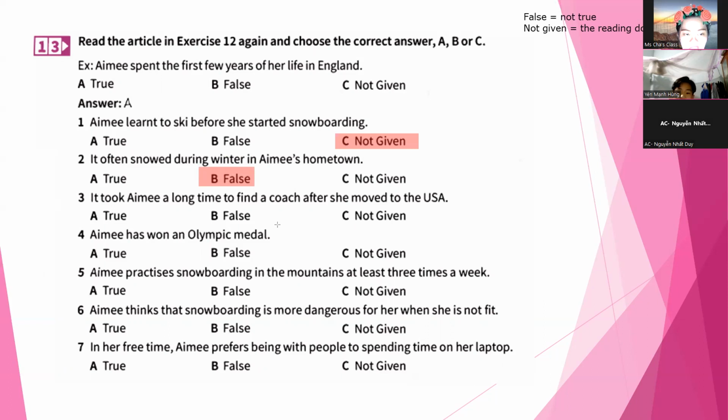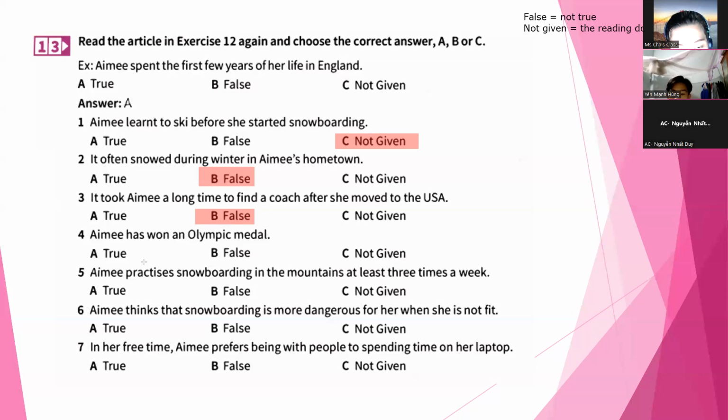Good. Number three. It took Amy a long time to find a coach after she moved to the USA. False. Okay. What makes it false? Because Amy found a coach easily after she moved to the USA. Yeah, that is correct. She easily found a coach because Amy is good. So the tendency is it's easy for her to find a coach.